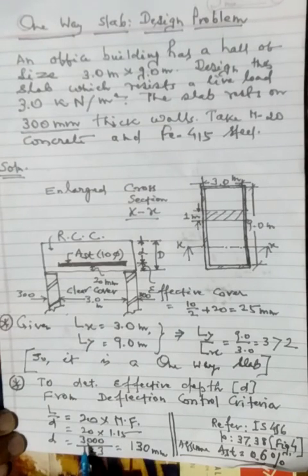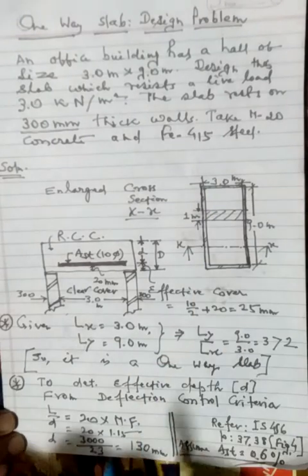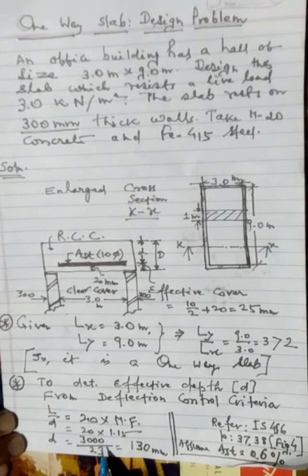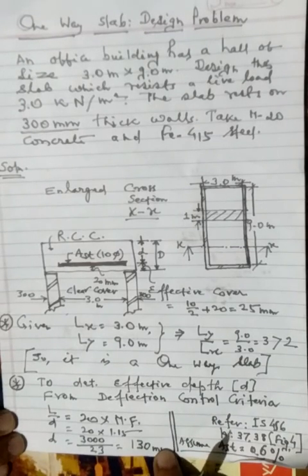So L is the shorter span, that is 3 meter. So in millimeter, 3000 divided by 23, that comes 130 millimeter. So we got the effective depth of the slab 130 millimeter.